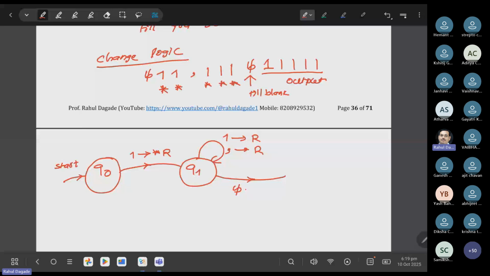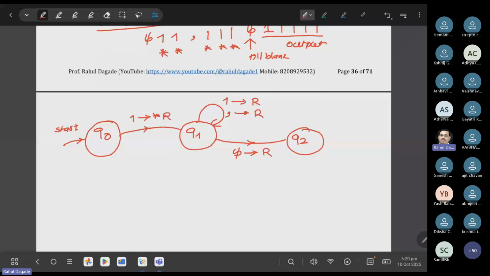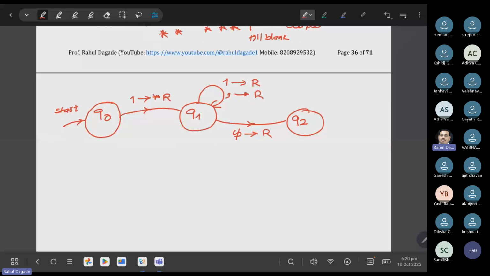And what is the Q2 state doing? Q2 state is converting the blank into 1. Okay, so Q2 state is converting blank into 1 and rewinding the pointer.